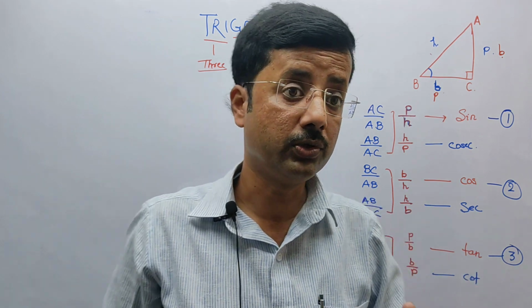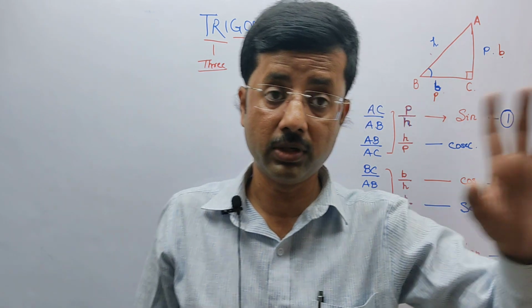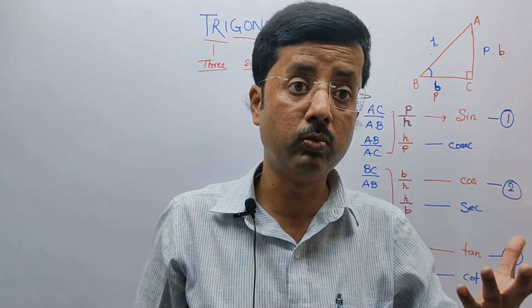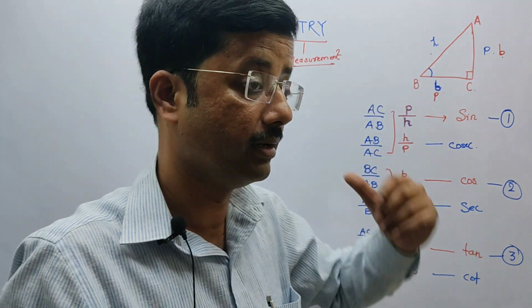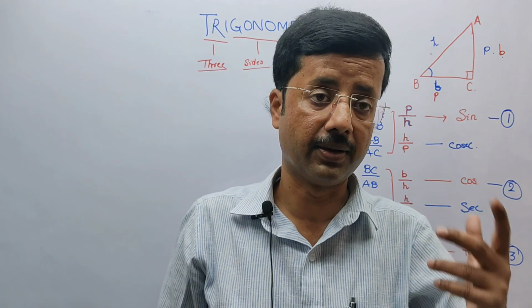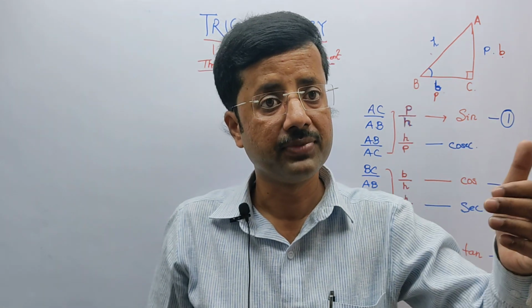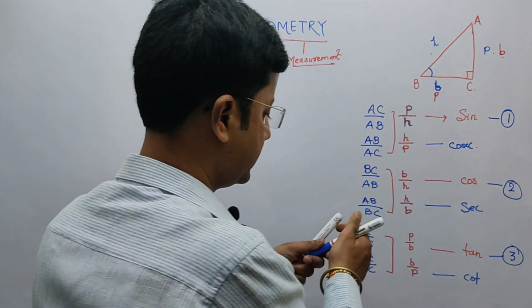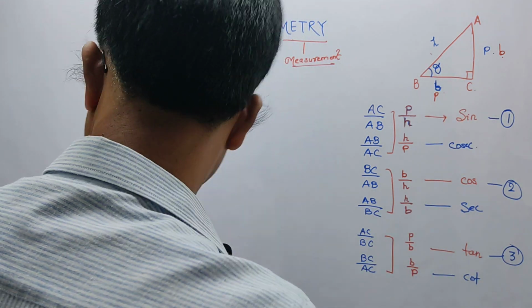Who is the hero, who is the boss who is going to decide? Not me, dear, you don't have to take only this side. Who will decide? That boss is the angle, that is what we call theta. Now how does this angle decide the sides? See here, suppose I am taking this angle as theta, then what will happen?